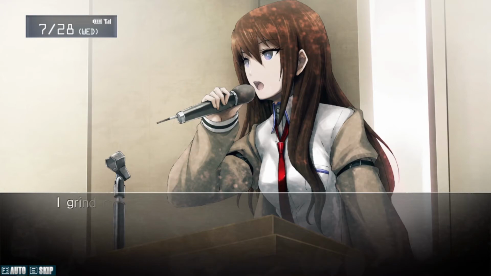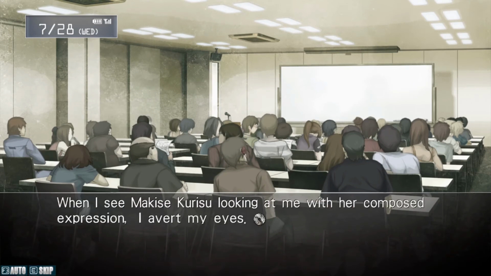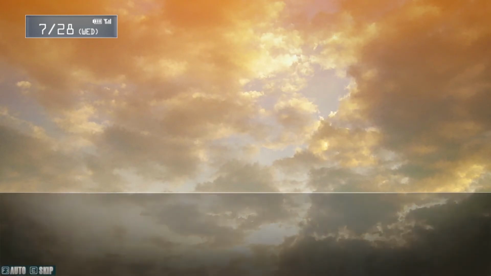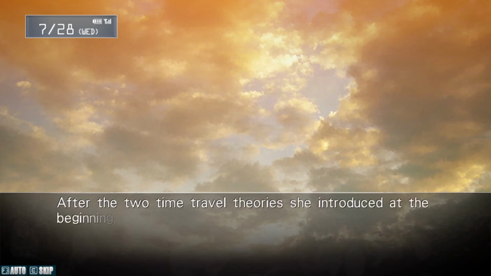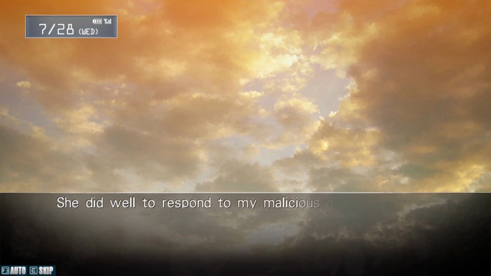I grind my teeth. When I see Makise Kurisu looking at me with her composed expression, I avert my eyes. Looks like I have no choice but to concede. Makise Kurisu truly is a genius. I ended up listening to all of Kurisu's lecture at ADF. After the 2 time travel theories she introduced at the beginning, she explained the rest with equal eloquence. She seemed a little nervous at first, but that quickly changed as she spoke. By the end, it was an impressive lecture, so impressive that you wouldn't think it was an 18-year-old's first time. She did well to respond to my malicious questions with sarcasm. She's got guts. Wait, why am I praising her?